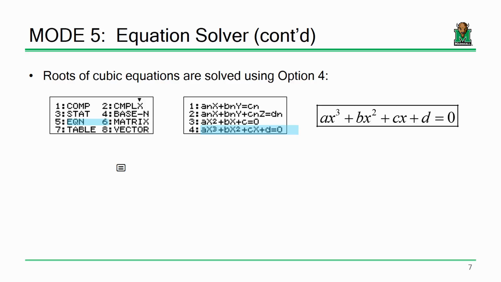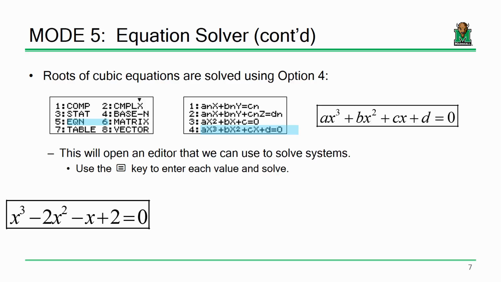It does a similar thing when it comes to cubic equations. Instead of option 3, we're just going to say option 4. And this time, instead of just defining an a, b, and c, we're going to have to define 4 variables, a, b, c, and d. And in that way, it's going to know what the cubic equation should look like.